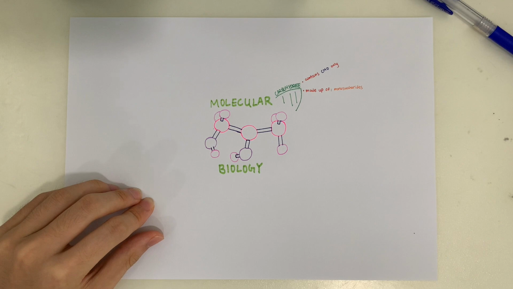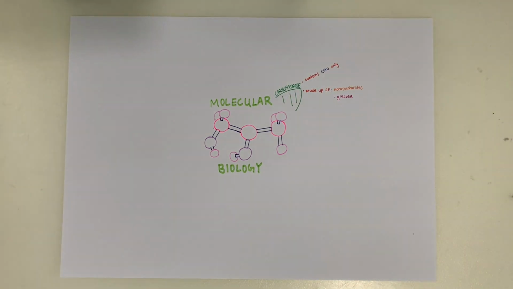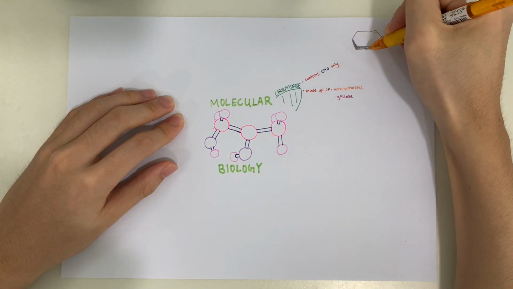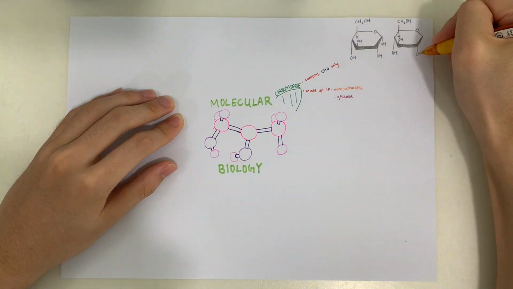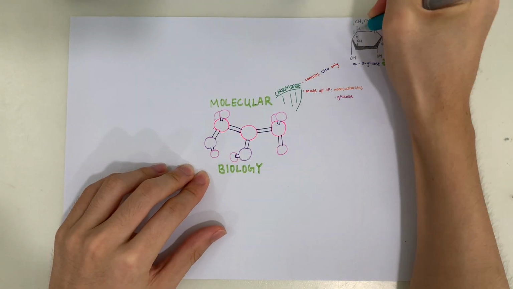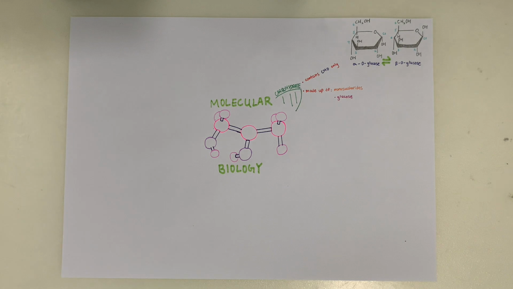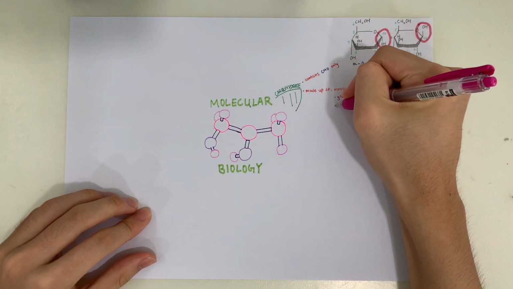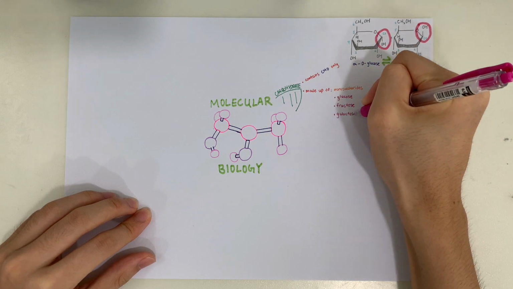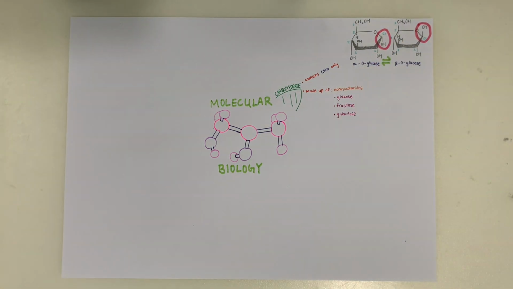A monosaccharide you may have heard of before is glucose. Glucose exists either with an alpha-D-glucose structure or beta-D-glucose structure. The configuration only differs in the positioning of the hydroxyl group at the carbon-1 atom. Other monosaccharides you will have to be familiar with are fructose and galactose, though there are more monosaccharides.